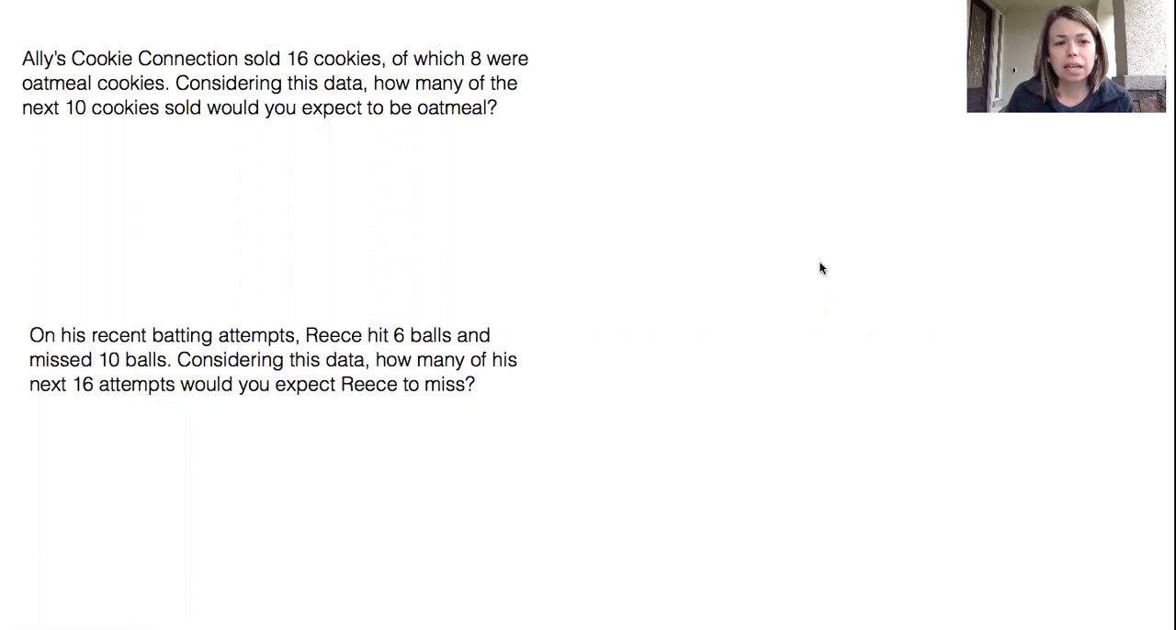So Allie's Cookie Connection sold 16 cookies, of which 8 were oatmeal cookies. Considering this data, how many of the next 10 cookies sold would you expect to be oatmeal?